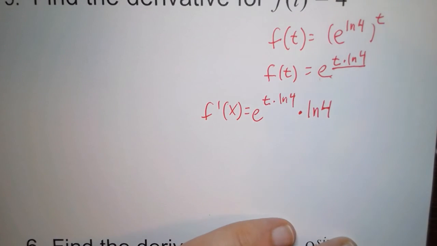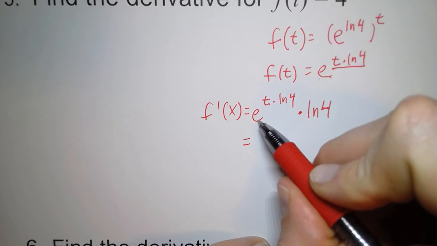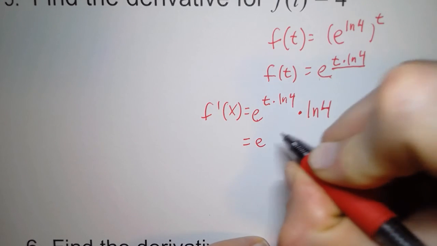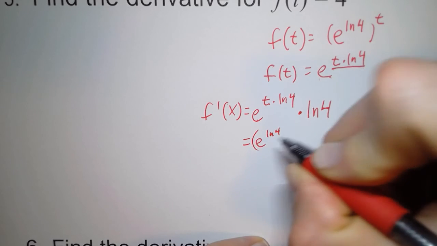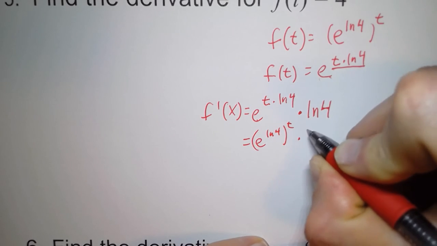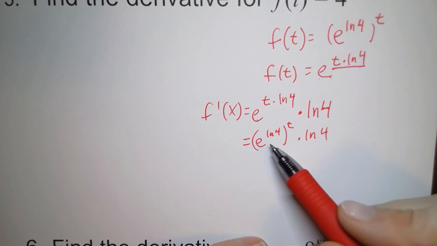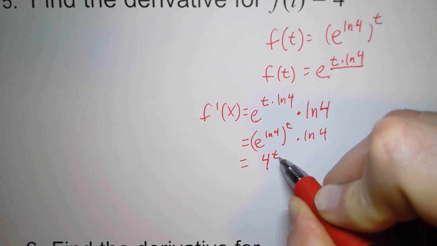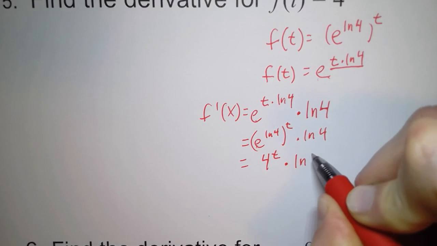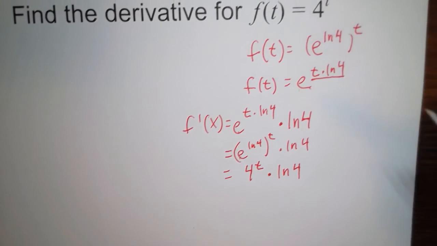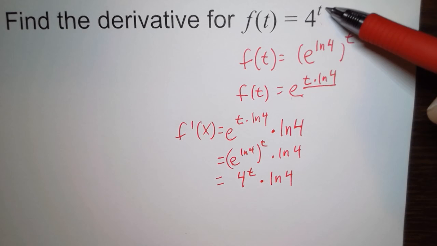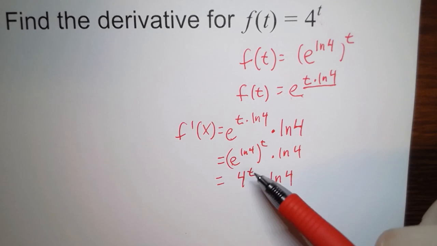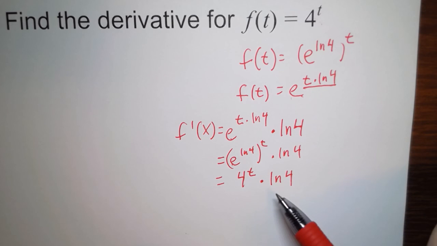So here we've got this derivative, but let's simplify this a little bit. Here we've got e and we've got ln of 4 again. So let me separate out those two powers. And so here we've got e raised to the ln of 4, which would just simplify back to 4 to the t power times ln of 4. So when we have 4 to the t power, we end up with 4 to the t power, which is kind of like e, except we have an extra constant times ln of the base times ln of 4.